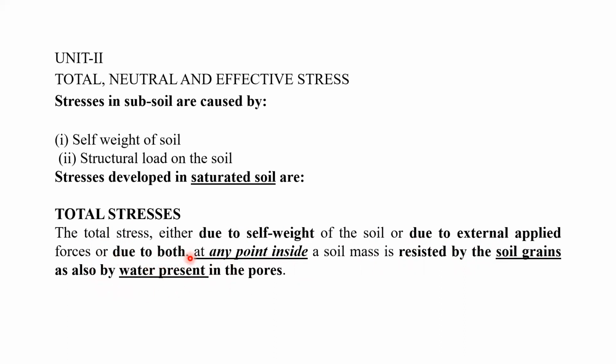What does it mean? As I told you, whenever you construct the footing at 2 feet depth, at that depth, or we can say below the base of the footing, whatever soil is there is going to experience two types of load: the self weight of the soil and the structural load. These two loads are going to be experienced by the soil below the base of the footing. So that is the meaning of this line.